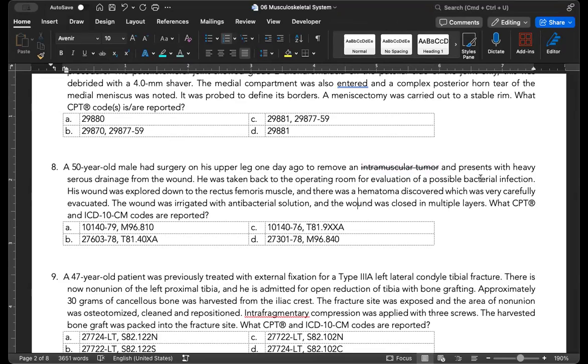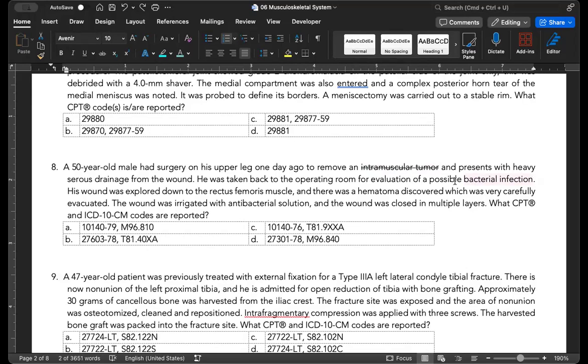Yep. So we've got that possible bacterial infection. They irrigated it and have the antibacterial solution, so it's going to be our support for the bacterial infection. Okay, well, let me rephrase that. It's not necessarily the infection. Let me take that back. It is a complication of the removal of that tumor.